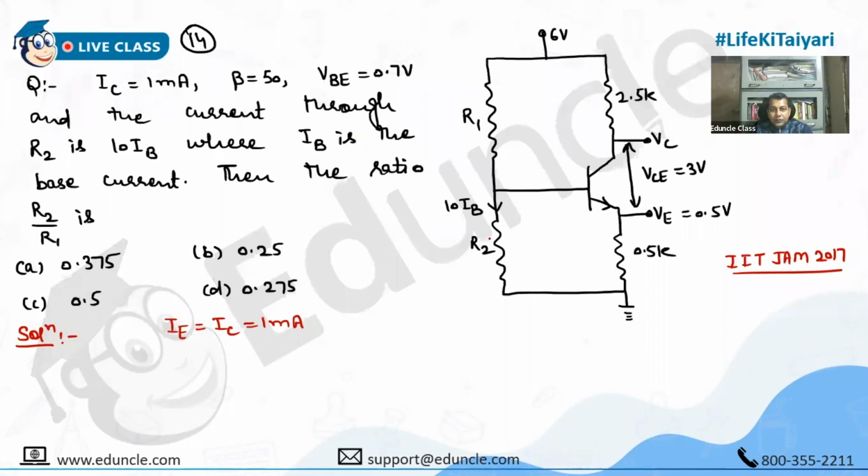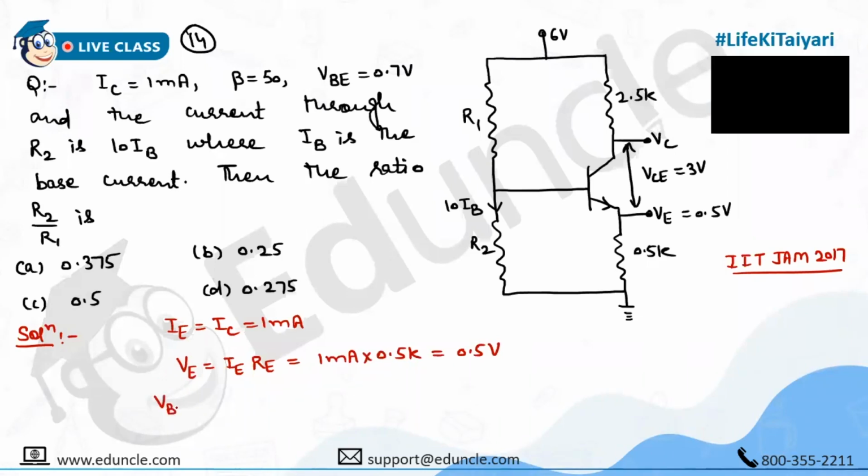Very good, Gomti. So IE is equal to IC equal to 1 milliampere. So VE will be IE RE, na? No, Ritika. Sir, VE is already given, na? Oh, there is no need to solve this, no? Otherwise also we are getting it to be same. No problem at all. I didn't notice actually.